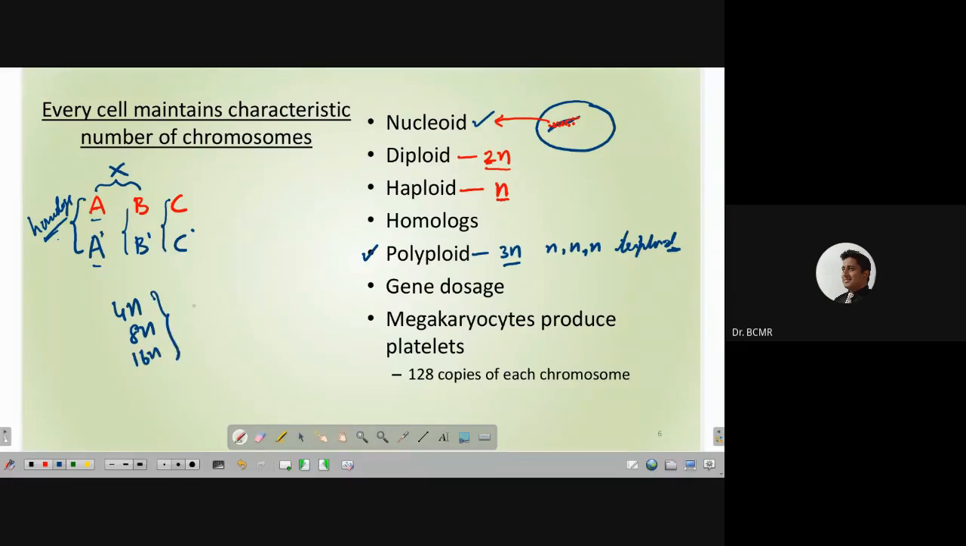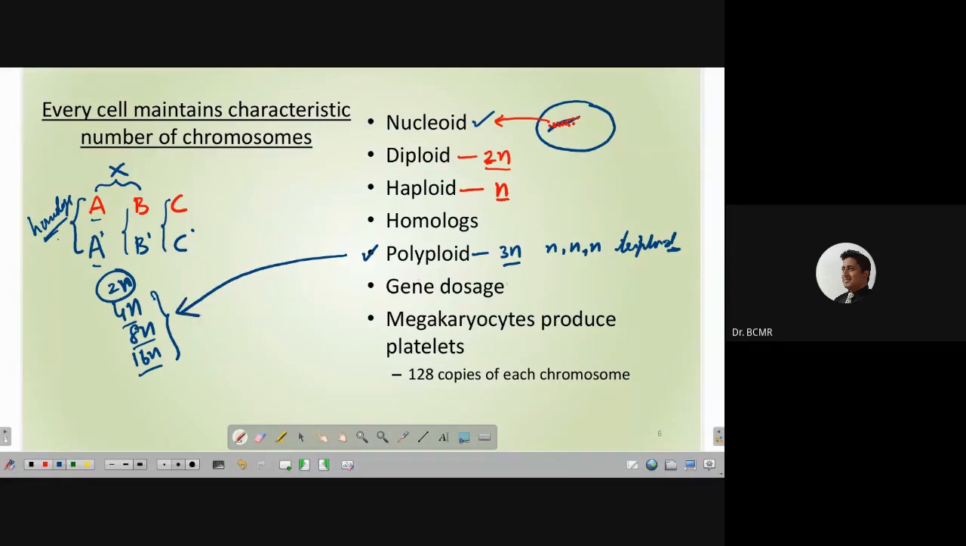Sometimes the genome gets duplicated and will result in multiple copies. What is the normal one? It's always 2n. 2n is normal, but because of some events, it might become 4n, 8n, and so on. And that is whole genome duplication. They are referred to as polyploids.